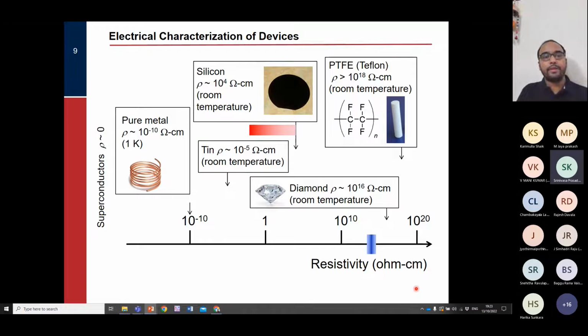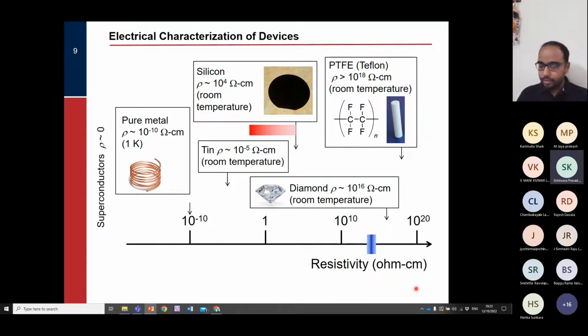Now, if I want to do measurement of a particular device, then before I do the measurement, I need to have some idea about the material property. For example, whether the material is a metal, a semiconductor, or an insulator. The reason is that depending on the nature of the material, the resistivity will also change. Based on that, I need to apply proper voltages and current, or vice versa, I need to measure those things also. So my meters have to be compatible with that.